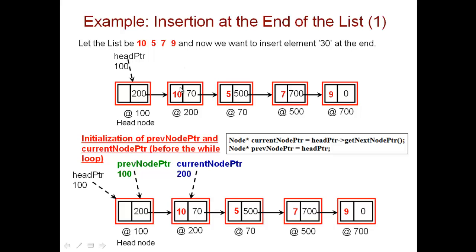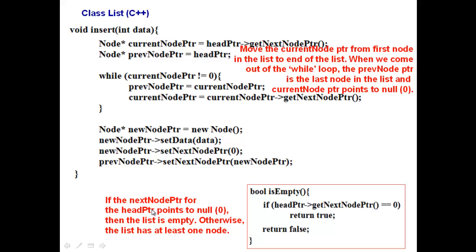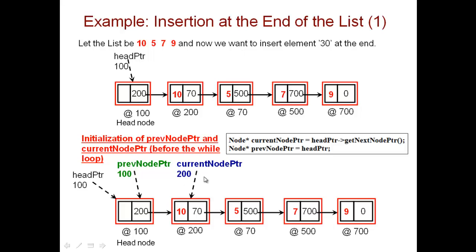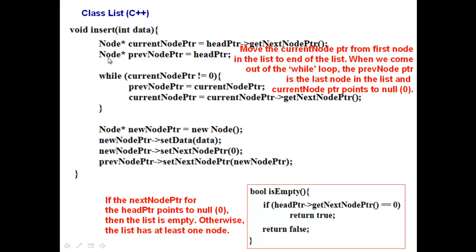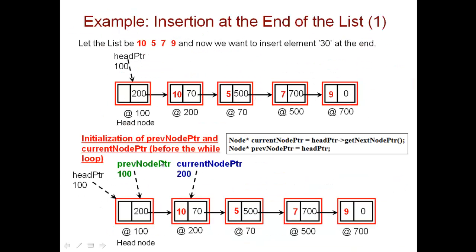So the current node pointer will then store the value 200, that is the address of the next node pointer in the head node. So calling the get next node pointer function on the head pointer will return the next node pointer value on the head node, which is this 200, and that's the value stored in current node pointer. The previous node pointer should store the address of the node previous to the current node, and that is in this case the head node. So we can simply say the previous node pointer equals the head pointer. You can assign pointers like that, where the value of one pointer is assigned to another pointer. So we make this statement: Node star, which is a pointer to the node object, named previous node pointer. It stores the address of the head node to begin with, so I can simply say it is head pointer. That is how we set up the two pointers to begin.